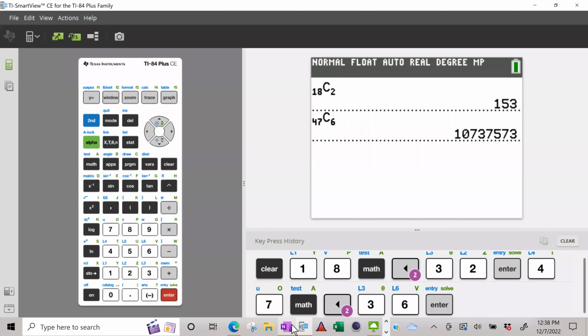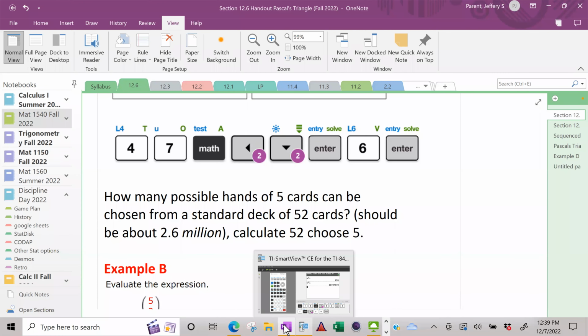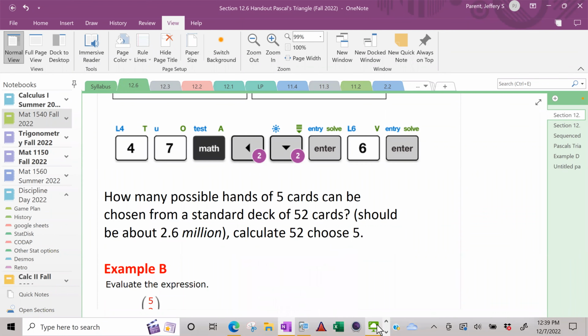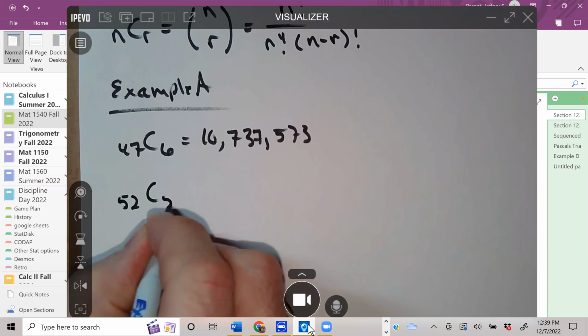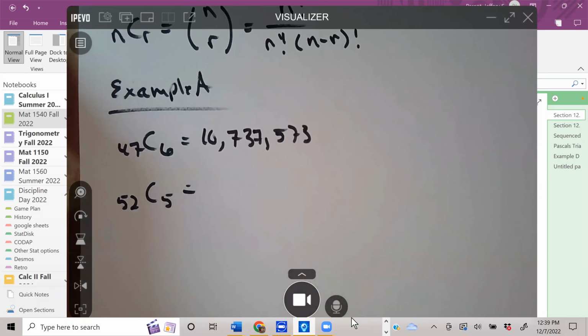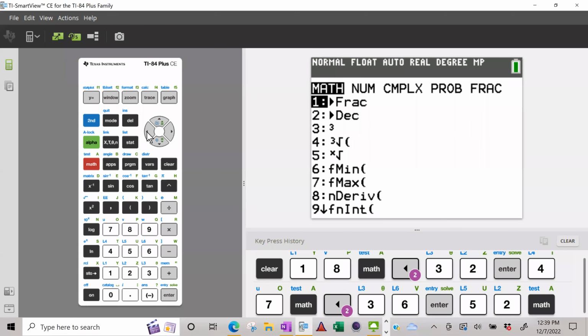Let's try a different one. Maybe you're a poker player and you want to know how many possible 5-card hands can be chosen from a deck of 52 cards. So that one would be 52 choose 5. Let's see. So 52 choose 5. And it's going to be a little bit less than 2.6 million. So let's do that. 52, and then the math key, choose 5.